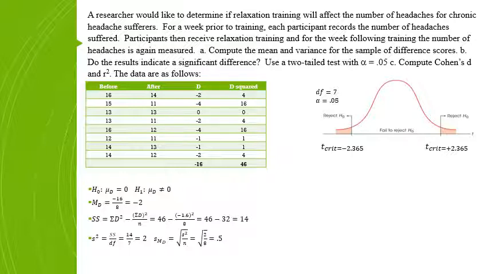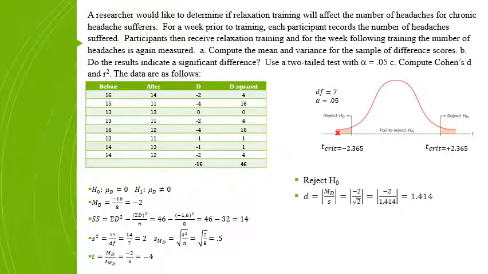Now you can find the estimated standard error of the mean difference scores, which is the square root of the variance over N, and you would get 0.5. Now you have everything you need to solve for t. So t is the mean of the difference scores over the estimated standard error of the mean of the difference scores. So it would be negative 2 over 0.5, which would give you negative 4. Put an X on your graph where negative 4 would be. Notice it's in the rejection region, so you reject H sub 0.